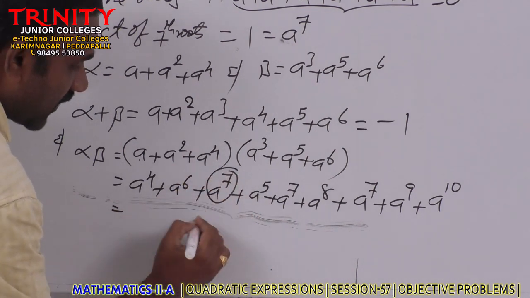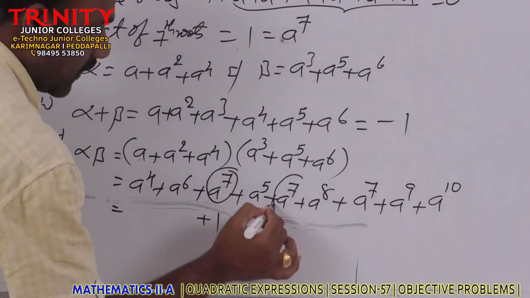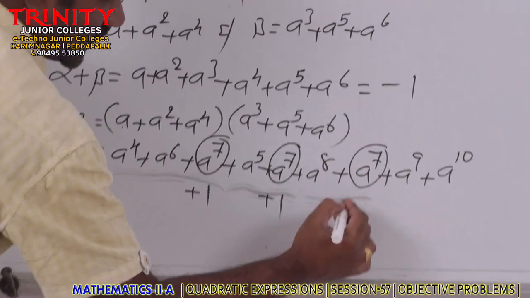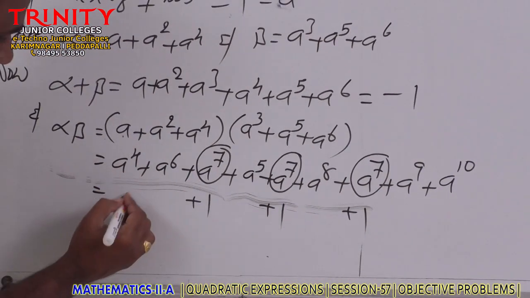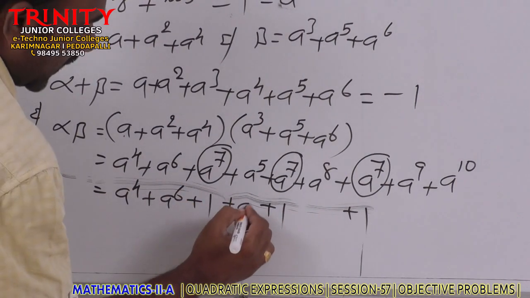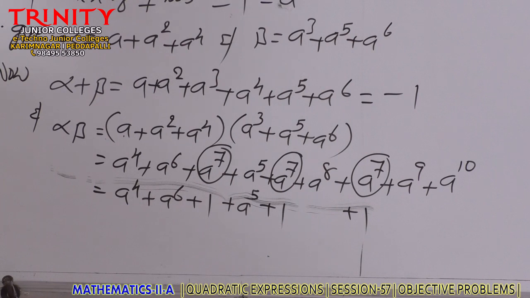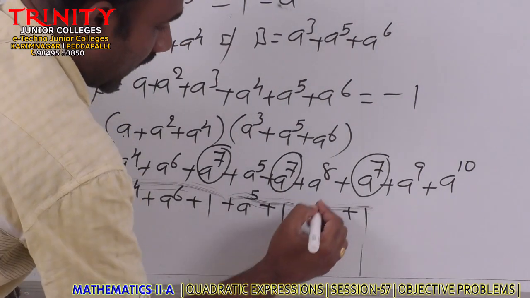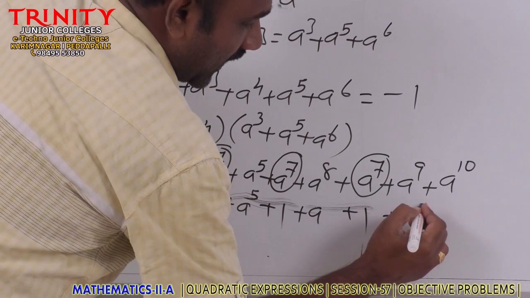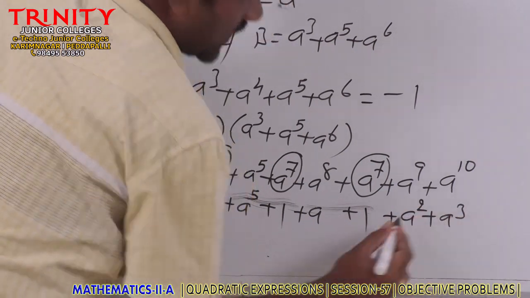a^7 value, this is 1. a^7 value, this is also 1. a^7, this is also 1. Then a^4 as it is, a^6 as it is. Then a^5 is also as it is. a^8 we can write as a^7 into a, a^9 as a^7 into a square, a^10 as a^7 into a cube.